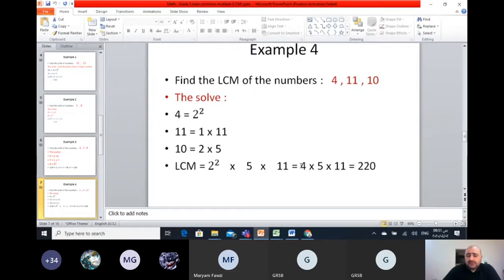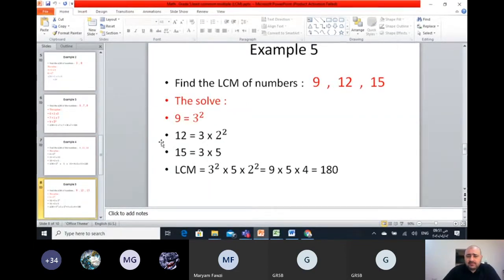So I can write 2 exponent 2 multiply by 5 multiply by 11. Now 2 exponent 2 means 4. So 4 times 5 times 11. 4 times 5 will be 20. 20 multiplied by 11 will be 220. So 220 is the LCM of the numbers 4, 11 and 10.